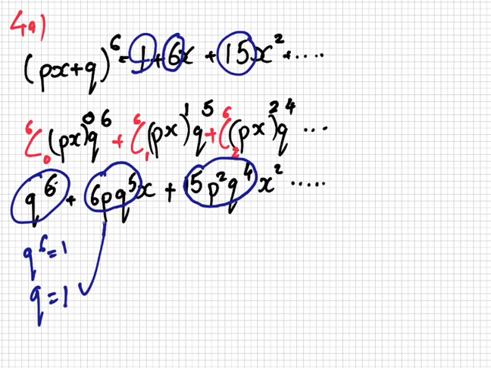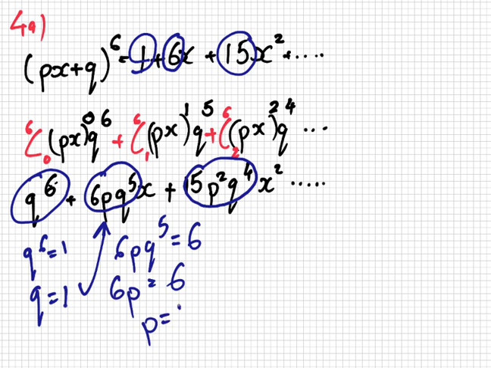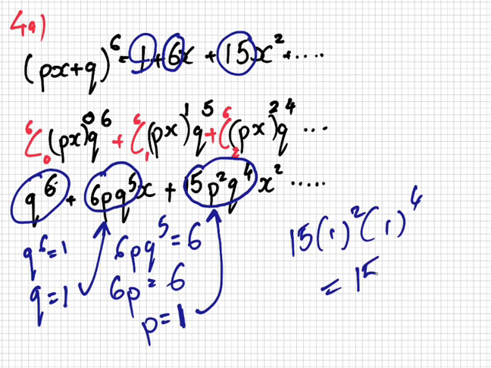Okay, I can put that into the next one. 6P Q5, what must that equal? 6. But what's Q? 1. 1 power 5 is 1. 1 times 6, still 6. So I get 6P equals 6, so then P equals, in this case it's also 1. And then you should use the last one to check if your answer is right. So you can put P and Q into the last one. So you get 15, 1 squared, 1 power 4. What does that equal? 15, which it should. So the answer is P is 1 and Q is 1.